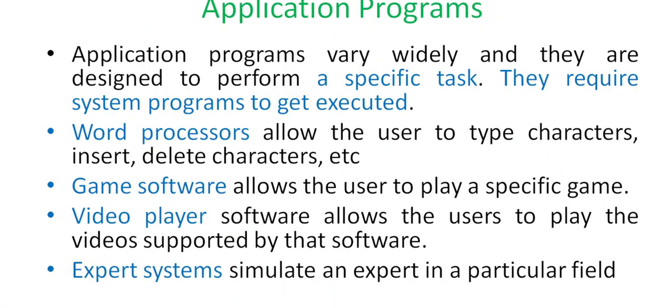Next is application programs or application software. Application programs are designed for some specific application or for performing some specific task. But applications cannot run on their own. Applications require system programs to execute. The C program which you are going to write can be considered as one application actually.